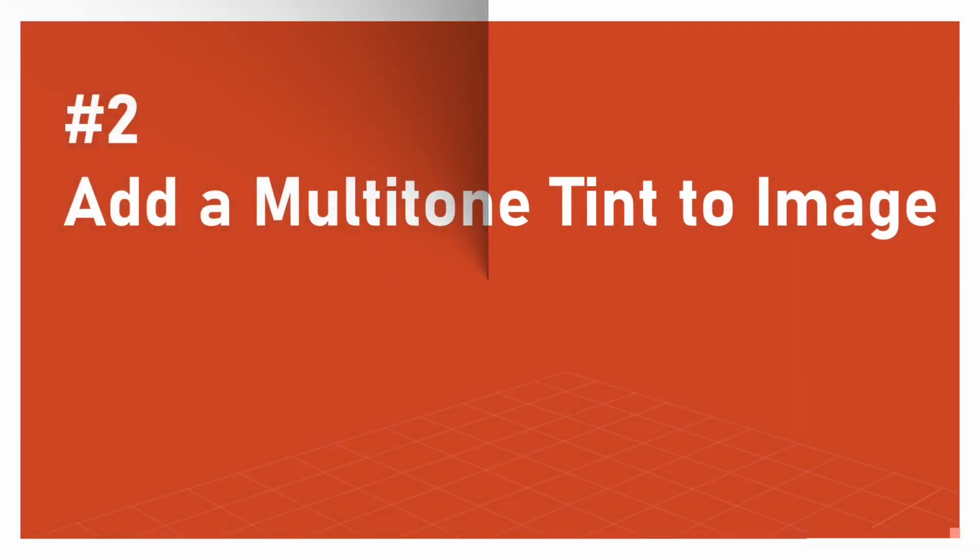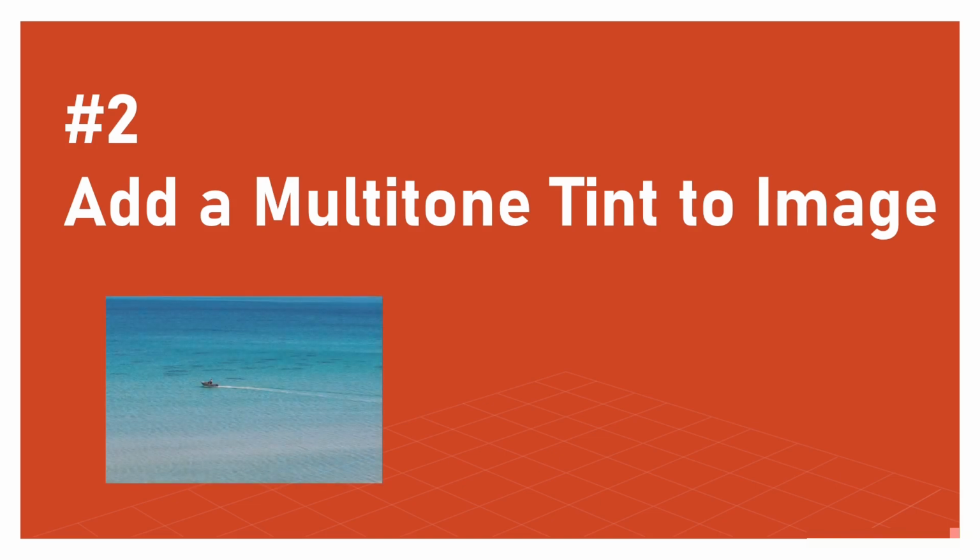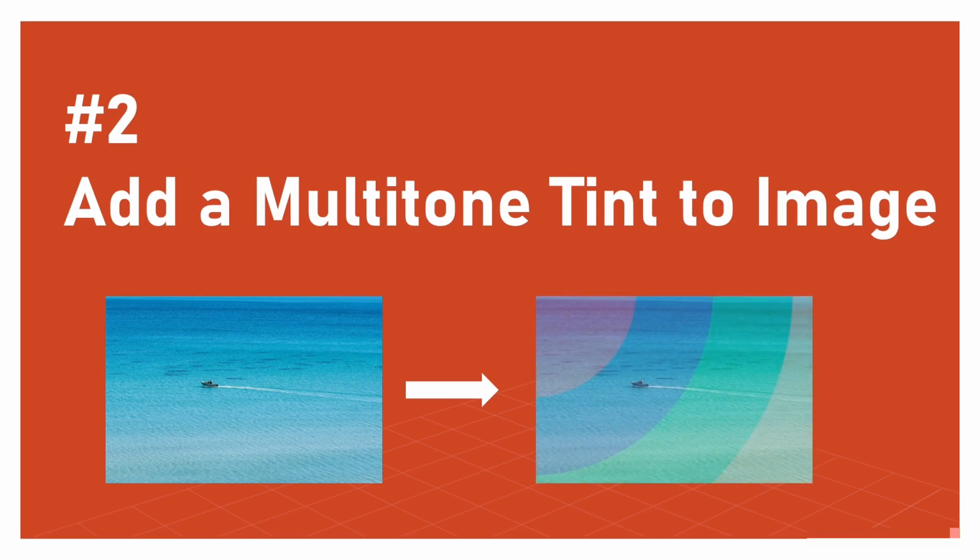Trick number two. Trick number two is about adding a multi-tone tint to an image. Suppose we have a picture like this, we can easily transform this picture to a picture like this, which adds a few multi-tone tints to this particular image. And this gives a very artistic feel that can lift up documents and presentations. It can also be used for covers on which you can type text. Very, very artistic effect. Let's see how we can do this inside GIMP.